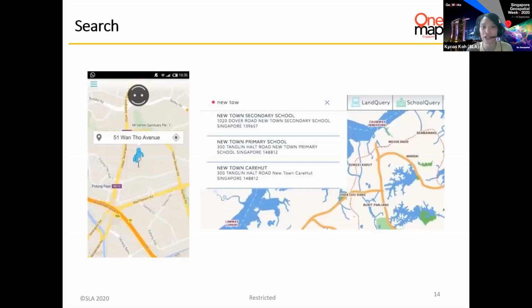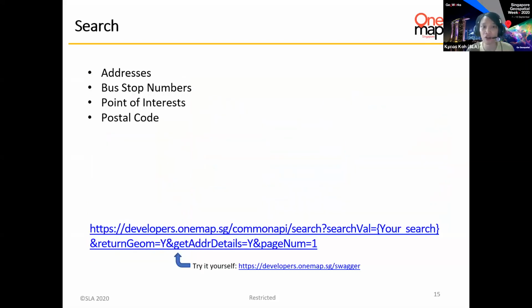So search, right? Okay, basically, for example, if you go to our OneMap.sg, you search for a new town, then it will give you all these search results up to 100 pages if your search is not very in-depth. So it's better to do some in-depth search, straight to the point of what you are going to search. So search consists of addresses, bus stops, points of interest, and postal codes.